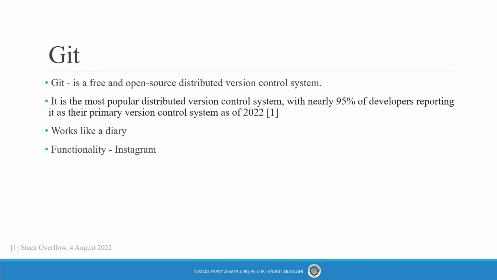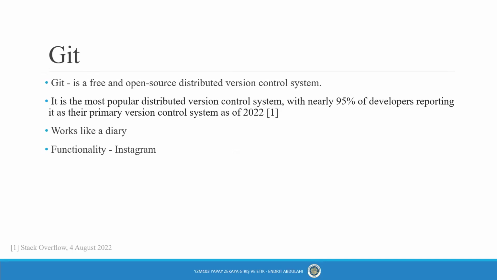So first of all, we'll start off with Git. Git is a free and open source distributed version control system. What this means is that it is a control system which keeps track of all the changes that are being made, when they're being made, and how they're being made to a project.